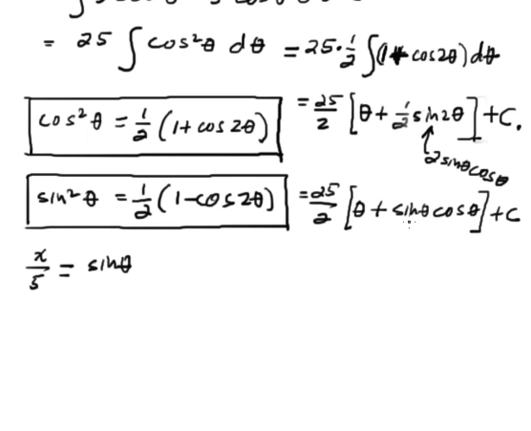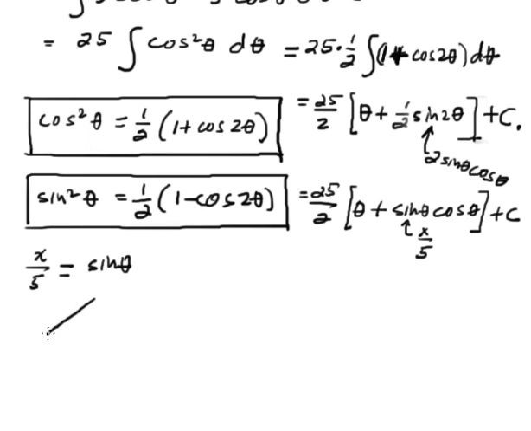Now sine theta is equal to x over 5. So we're going to put x over 5 here. But what about cosine theta? Well, in order to see what cosine theta is, some expression of cosine theta in terms of x, we're going to use this little equation over here, x over 5 equals sine theta.